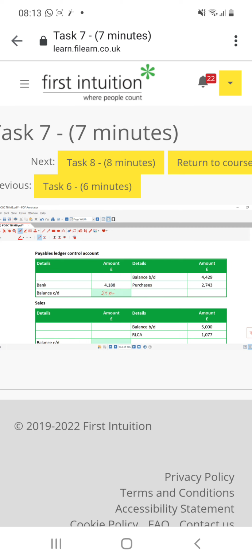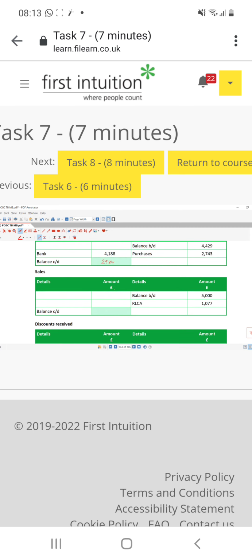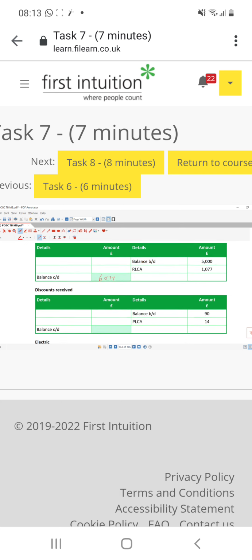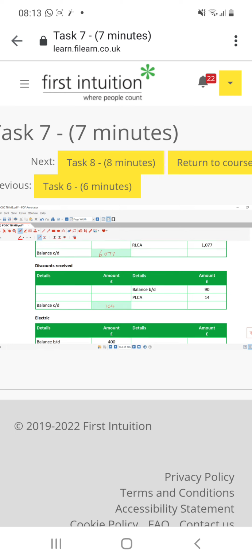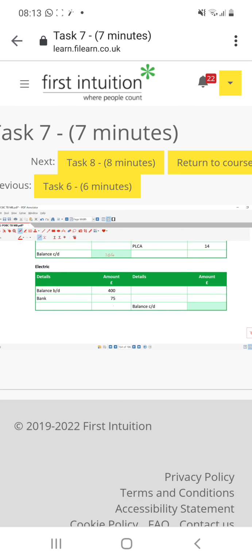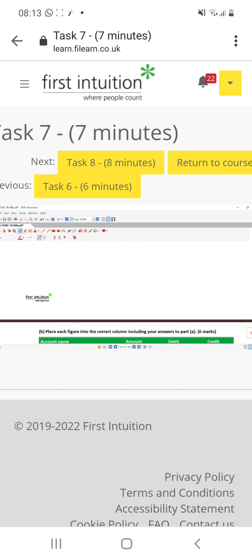And this is the same for when we are looking at things like our sales down here, which, as we can see, using the same principles, would be 6077. For our discounts received, would therefore be 104. And for our electric down here, 475. Okay. So really, really good. Excellent. So that is all that they wanted us to do just to begin with.